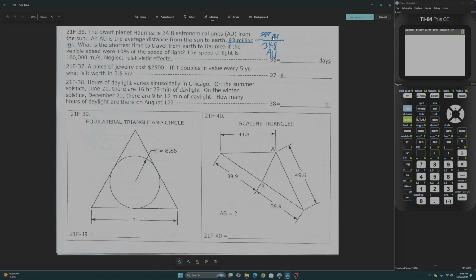Just like that. Okay. So 33.8 AU is going to be multiplied by 93 million miles, so multiplied by 93 and then 10 to the power of 6. And that's how many miles it is. Now we're going to have to divide it by the vehicle speed, which is going to be 10% of the speed of light, which is just 18,600. And oh yeah, I forgot to do the division sign.